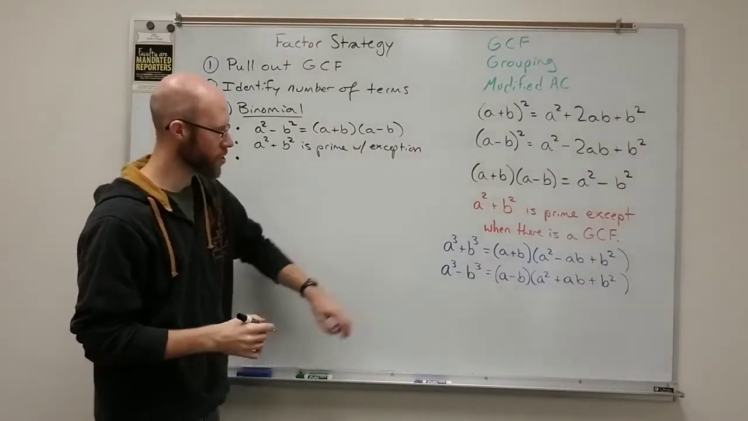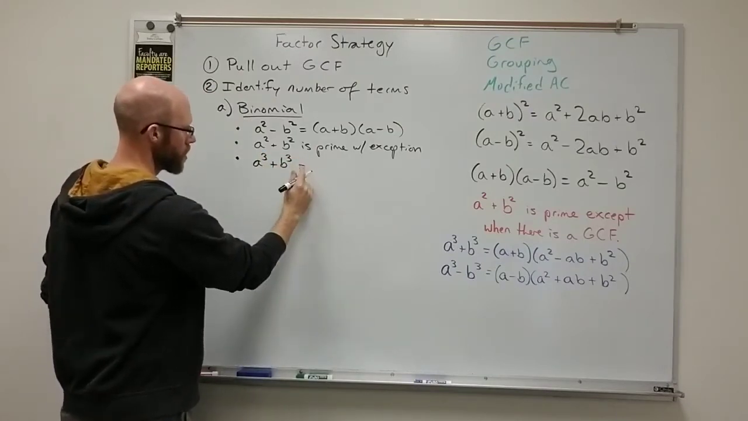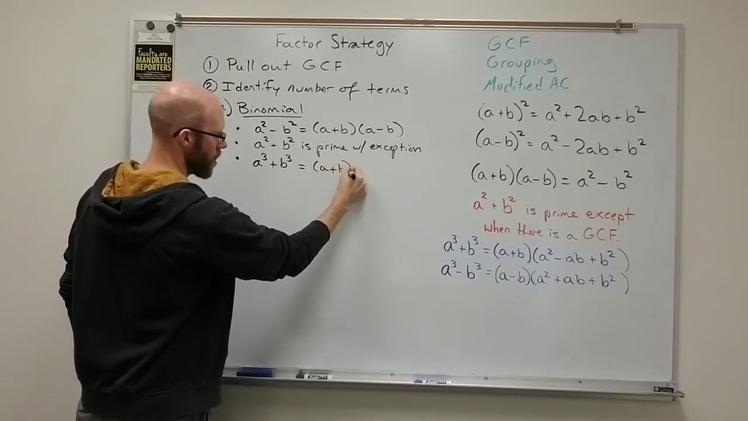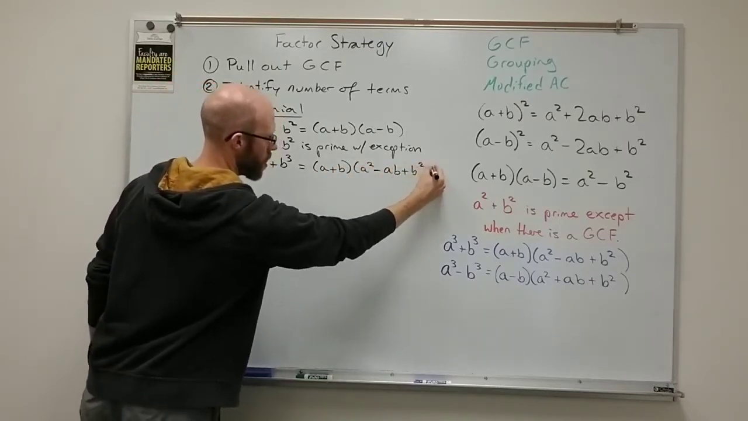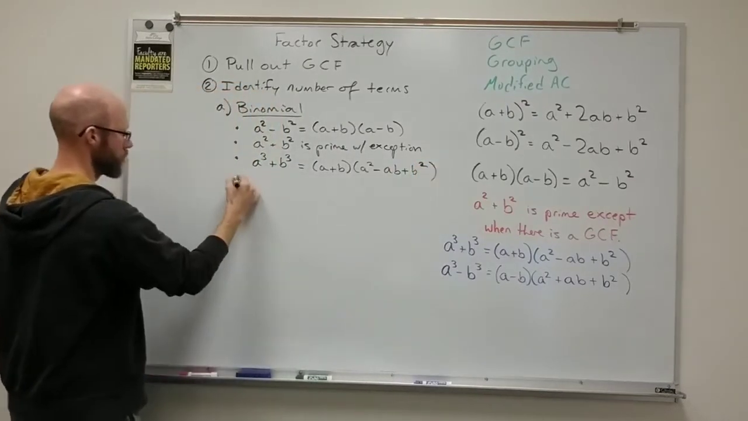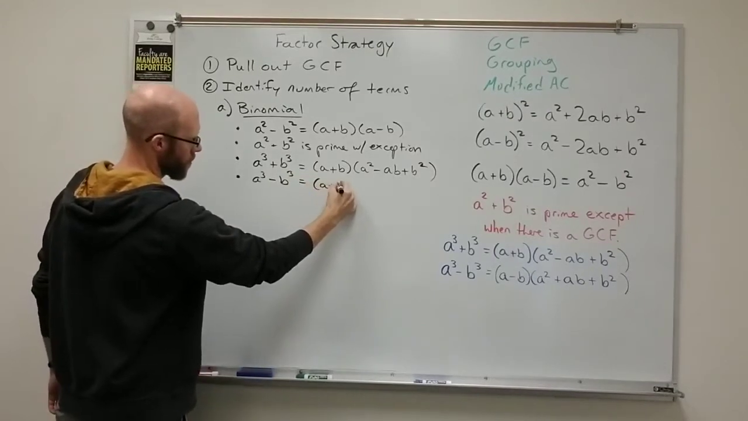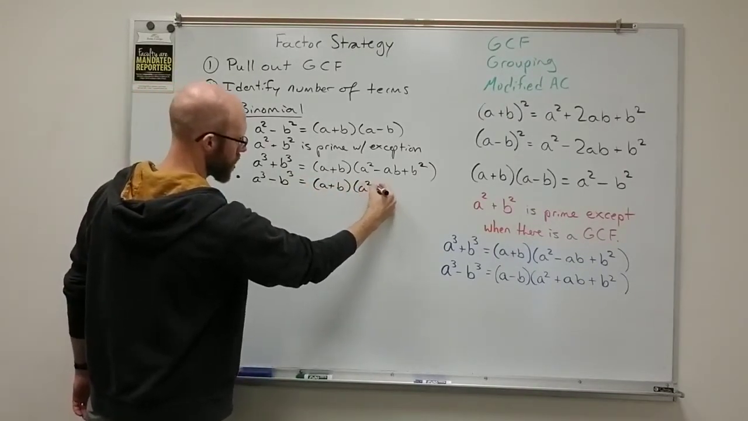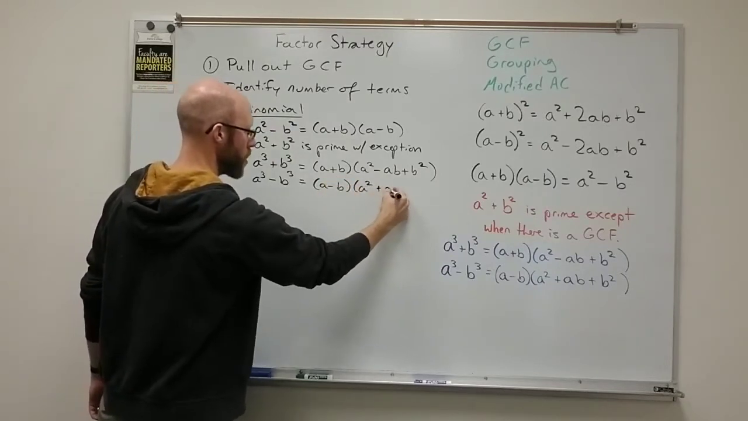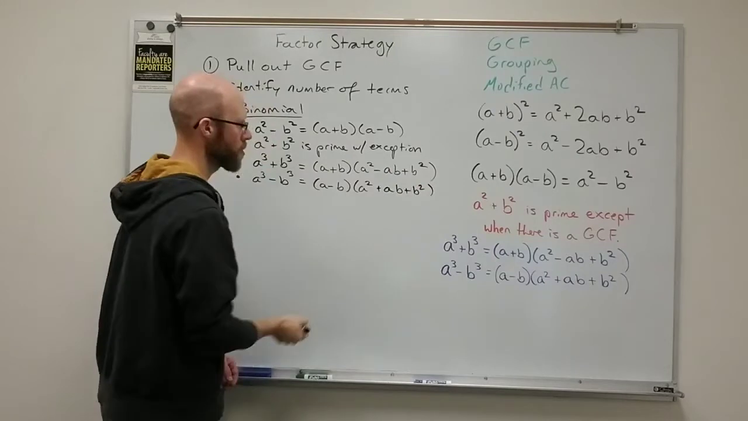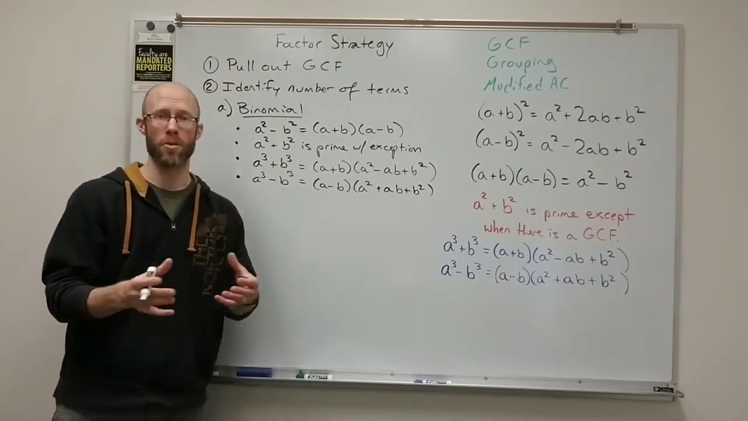Or you could use one of these 2 cube formulas: a cubed plus b cubed, or a cubed minus b cubed. So you're really just trying to identify which formula things will fit into, whether it has cubes or squares, and whether it has a sum or difference.